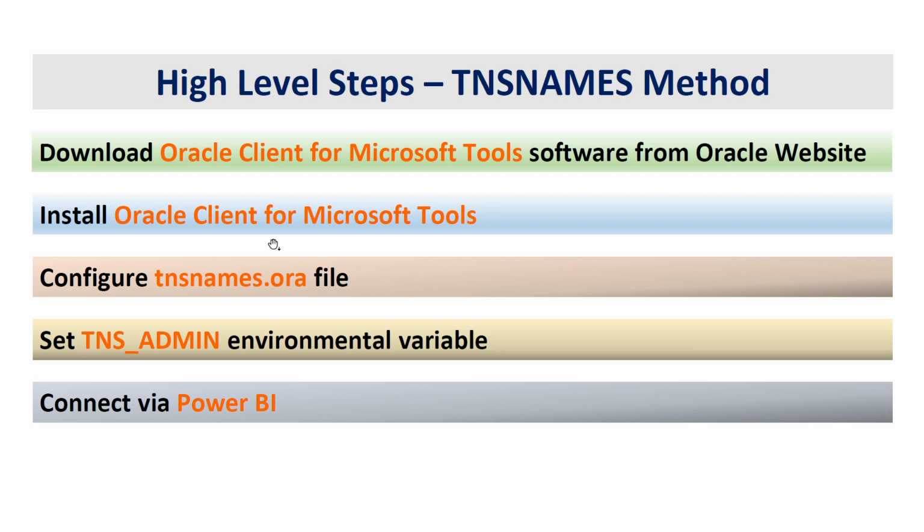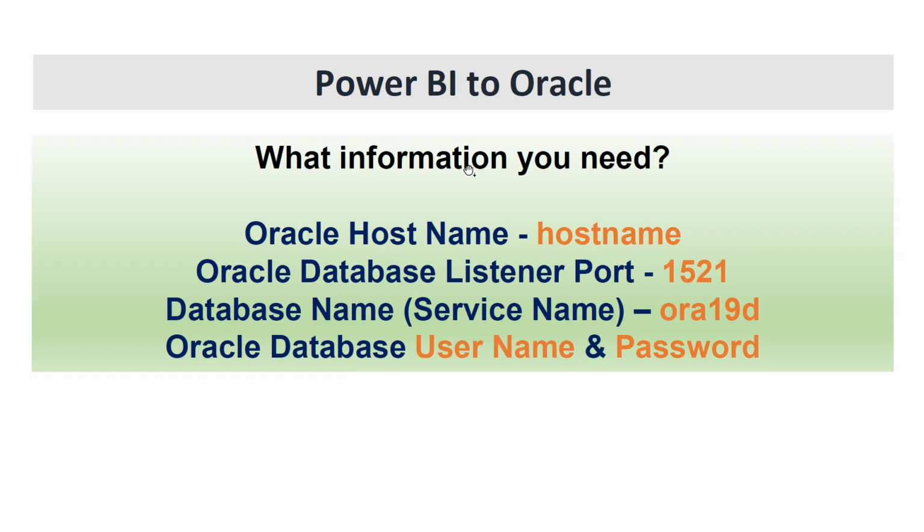Now, to connect to Oracle database, you need some information. And what is that information? The information that you need is where your Oracle database is hosted. So the host name of the Oracle database, and the listener port. By default, the listener port for Oracle is 1521, but it might differ in your environment. Then the database name or service name of the database that you want to connect to. And finally, a user ID and a password which has access to this particular database.